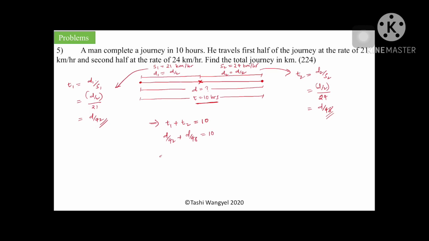Taking d common, 1 by 42 plus 1 by 48 is equal to 10. Using the calculator in fraction mode to add them, we get 5 by 112 times d is equal to 10. So d is equal to 10 times 112 divided by 5, which is 224. So we find the total journey in kilometers.